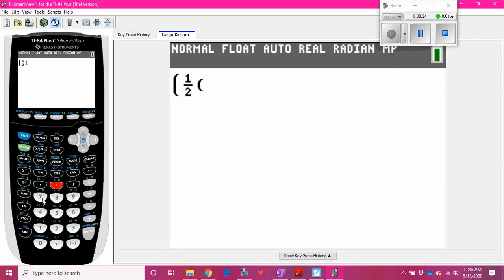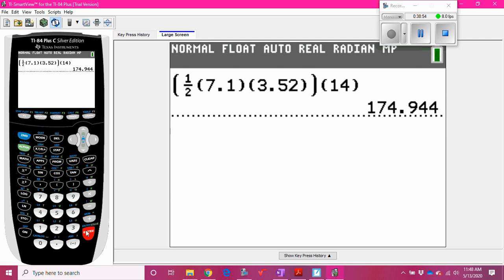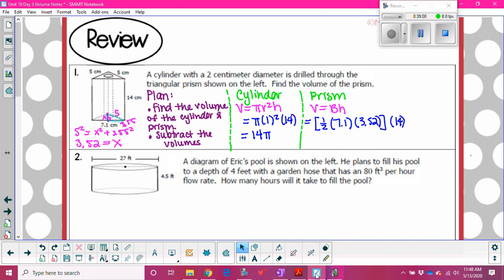And now I'll do another parenthesis, 7.1, close parenthesis, open parenthesis, our height that we just found for that base of the triangle, 3.52. Close our parenthesis, close the parenthesis on this group, and then multiply that by the height of the prism, which is 14, and then click enter. So you get 174.94. Let's go write that down over here. So you get 174.94.